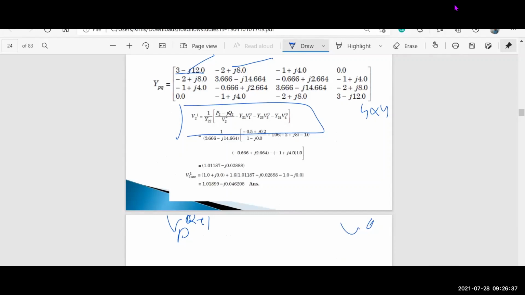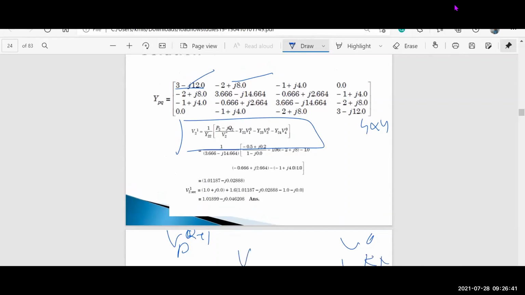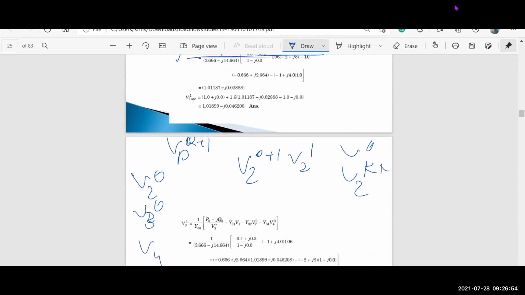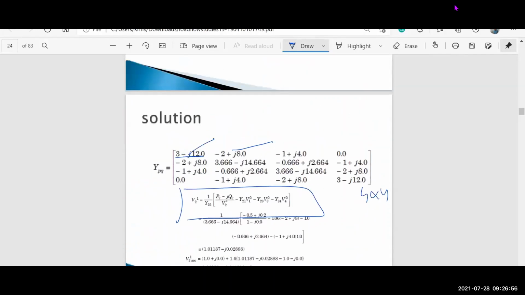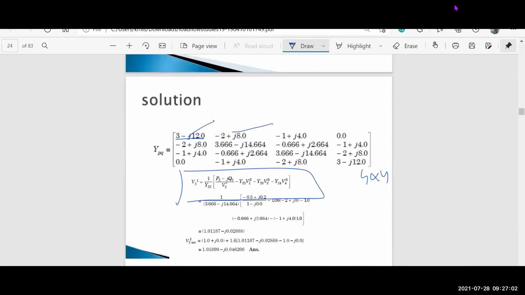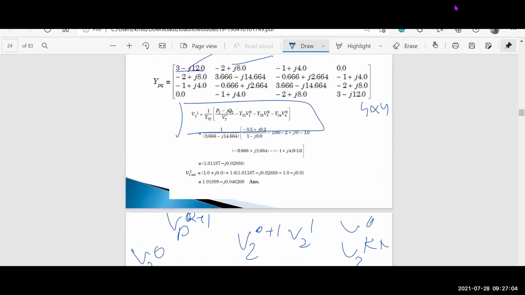Now, what you have to do is take that V2 at K plus 1, which will be your V2 for bus 2, that is 0 plus 1. So we have to find V2 1, right? And V2 0, V3 0, V4 0 are being given, as is given over here. And for P also it is given over here. That data you have to take.